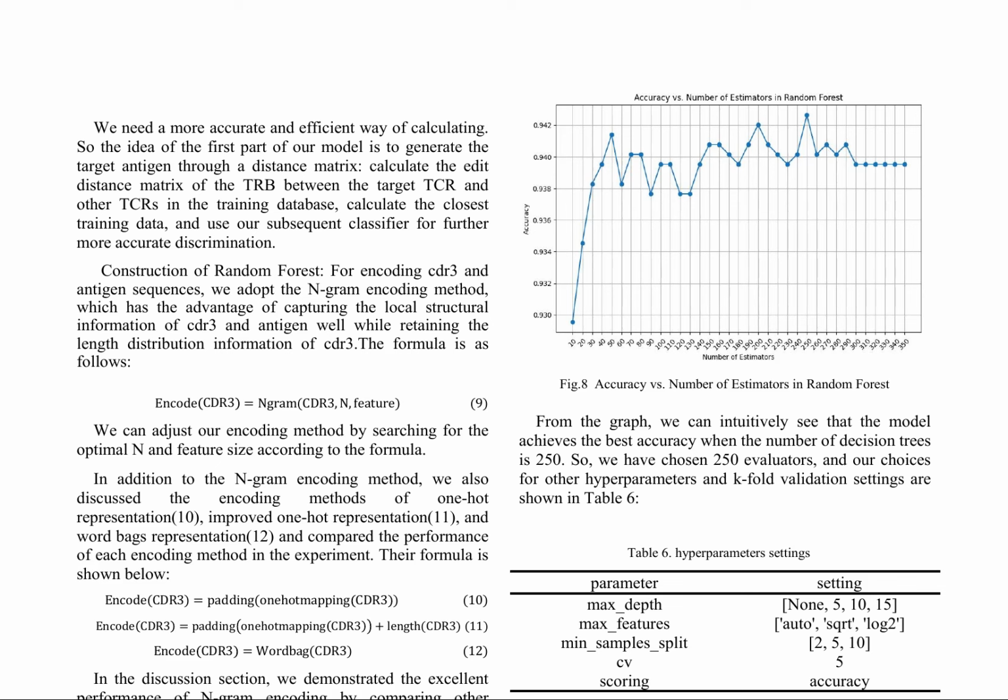The research paper presents a novel model for generating target antigens through a distance matrix, leveraging the edit distance matrix of the T-cell receptor beta, TRB, chain between the target T-cell receptor, TCR, and other TCRs in the training database. This approach employs an n-gram encoding method for both CDR3 and antigen sequences, effectively capturing local structural information while retaining length distribution information. A comparative analysis of different encoding methods is conducted, including one-hot representation, improved one-hot representation, and word-bag representation.